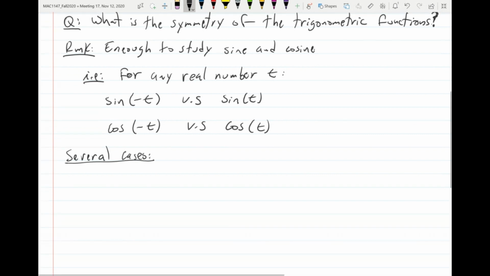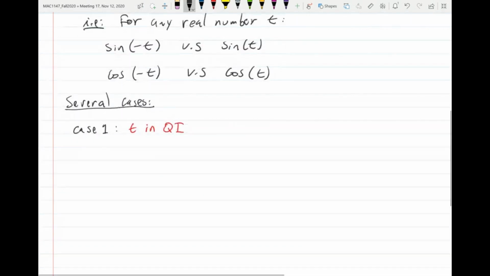So case 1: t is in quadrant 1. The other 3 cases are quadrants 2, 3, and 4, of course. So let's analyze what happens if t is in quadrant 1. What can we say about this relationship? Let's draw a little picture.